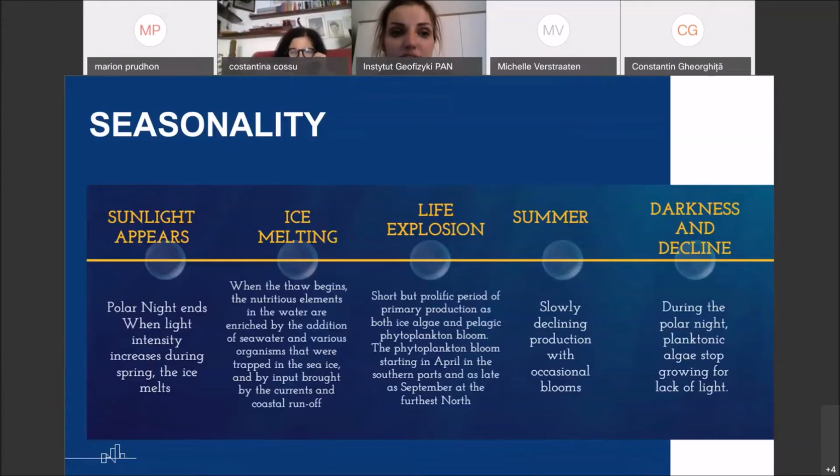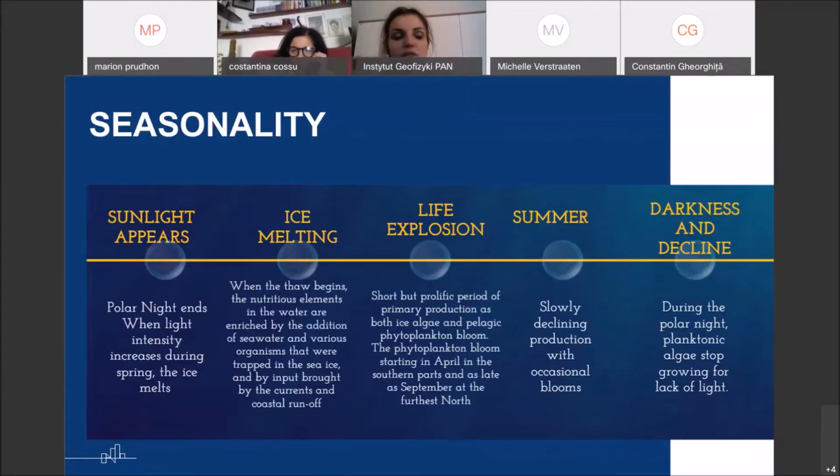Then, after the sunlight reappears and the ice begins to melt, there is a total life explosion, and the Arctic spring and Arctic bloom, not only on land but in the ocean in particular, is like nothing else. It's hard to compare with anything, because it's so intense, after the period of total pause and total decline. This life explosion is actually quite a short period. It also depends on the region, but it's very prolific.